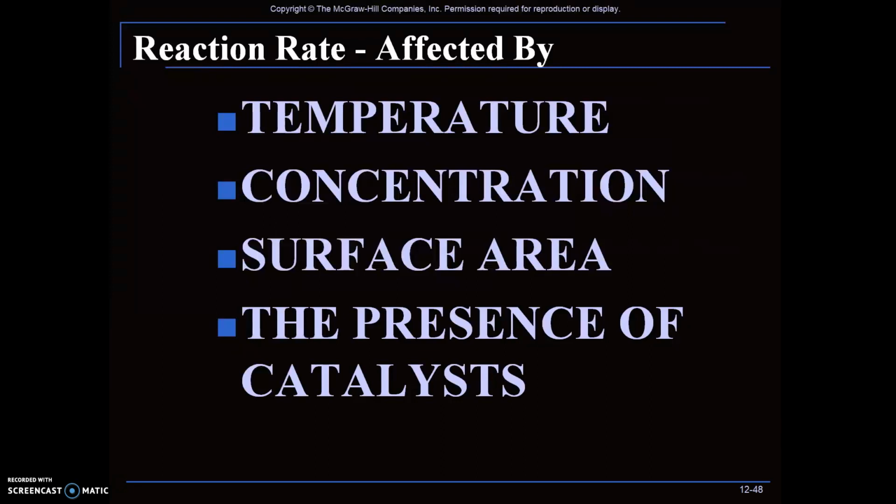So the reaction rate could be affected by the temperature, concentration, surface area, and the presence of catalysts. So these four things could affect the reaction rate, whether it's going to go slow or fast, if you want to increase the speed of them.